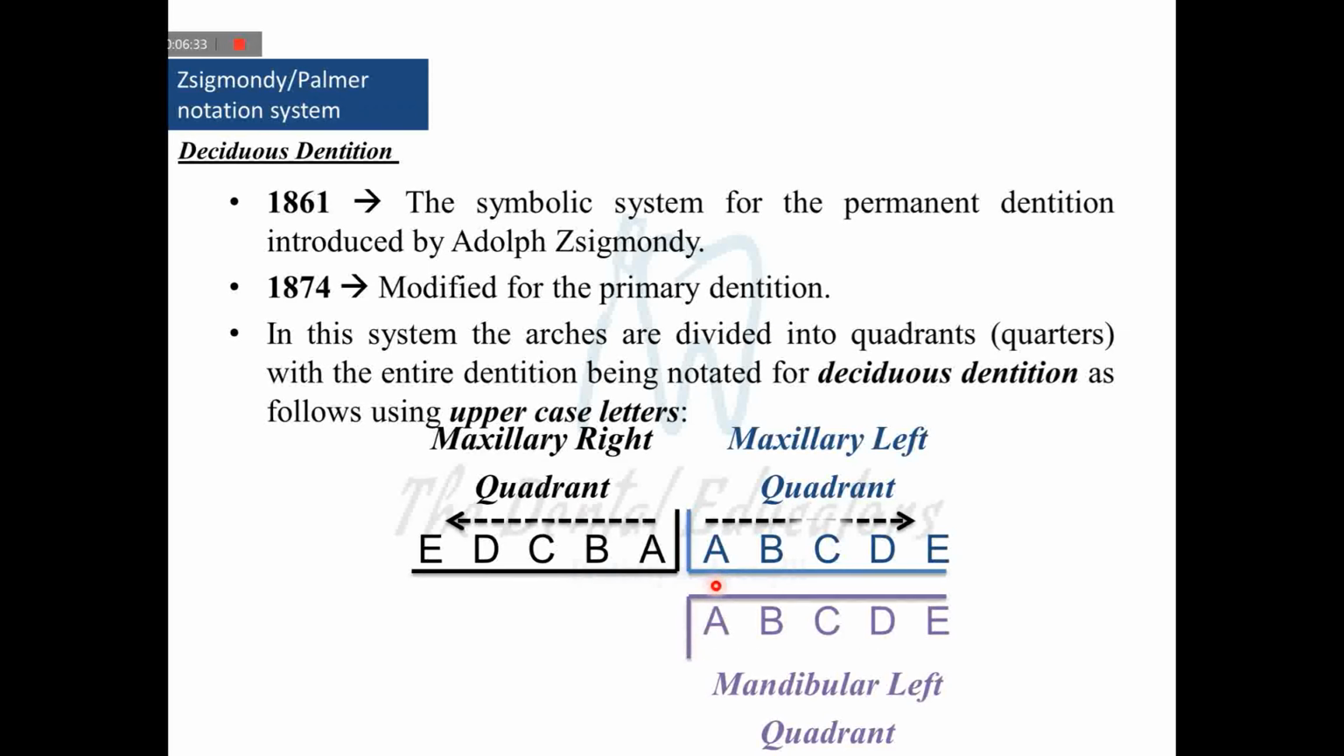to E, in which A is representing the mandibular central incisor of the left quadrant, B representing the mandibular lateral incisor of the left quadrant, C representing the mandibular canine of the left quadrant, D representing the mandibular first molar of the left quadrant, and finally the E representing mandibular second molar of the left quadrant. Now again, the key thing to understand is that we always count the tooth from the midline towards the distal direction for each of the quadrants.